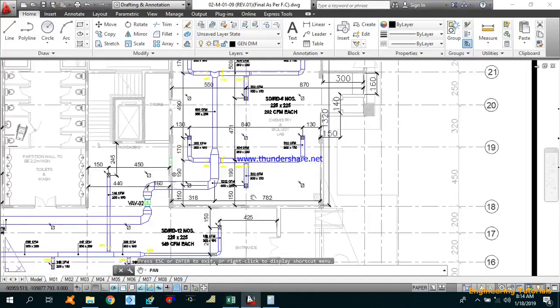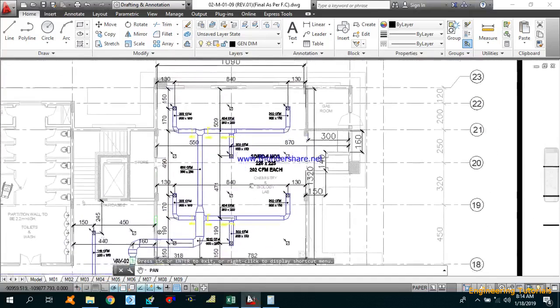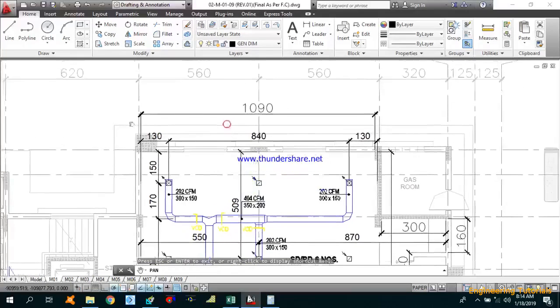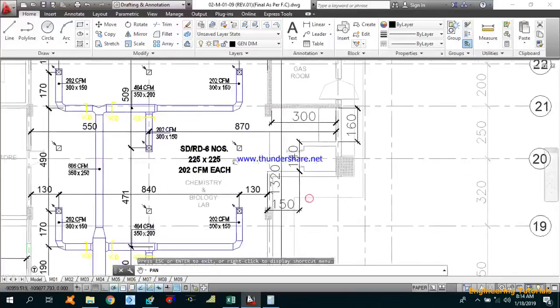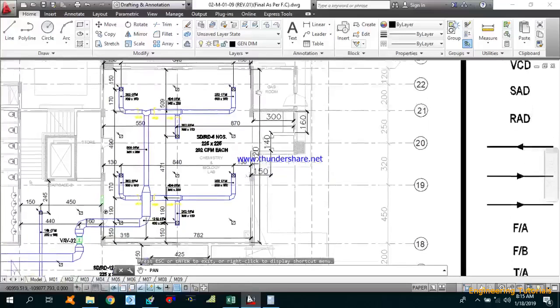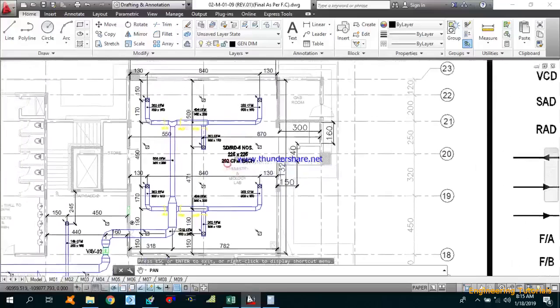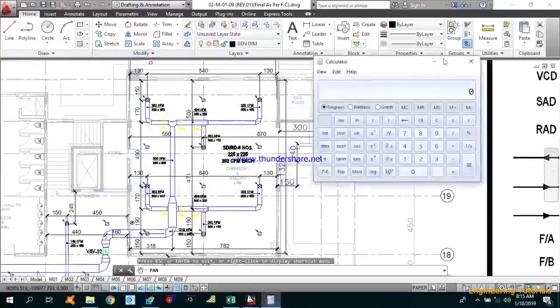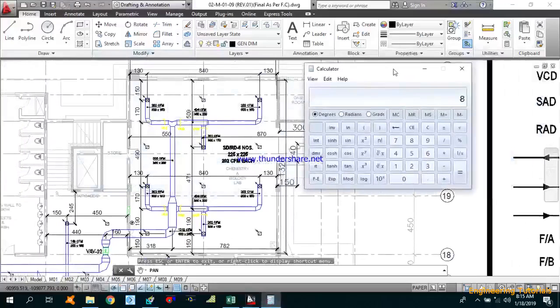As you can see, for the area of this chemistry and bio lab, 10.9 meter is the width of this lab, and 13.2 meter is the length of this lab. So area will be 8.4 times 13.2, that is 110.88 square meters.